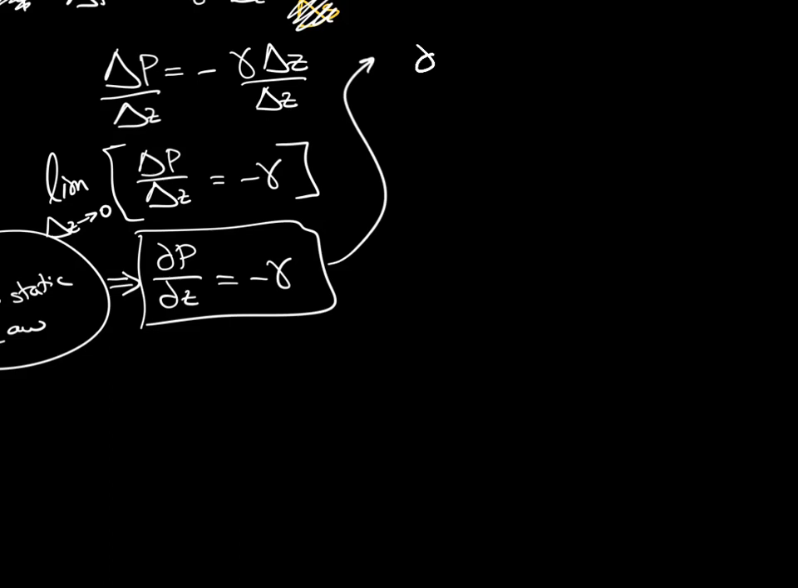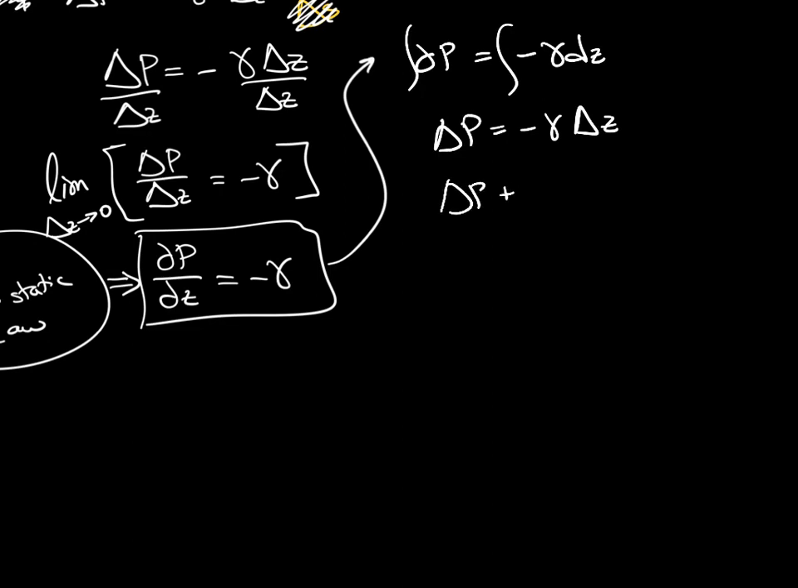All right, so I can separate variables, and it looks like this: dP equals negative gamma dz. Then I can integrate both sides, and I'll get delta P equals negative gamma delta Z, from which I can say delta P plus gamma delta Z equals 0.